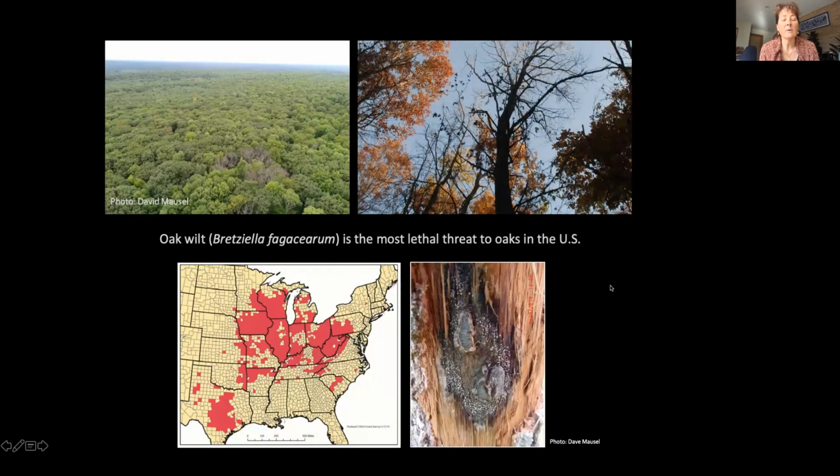So oak wilt, Bretziella phagocerum, is actually the most lethal threat to oaks in the U.S. And you can see all the places, this is from the U.S. Forest Service, all the counties it's been detected in the United States. It kills red oaks within a year or two, and forms these sweet smelling fungal mats.